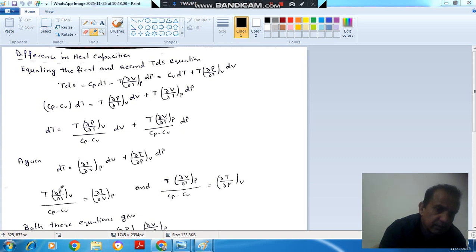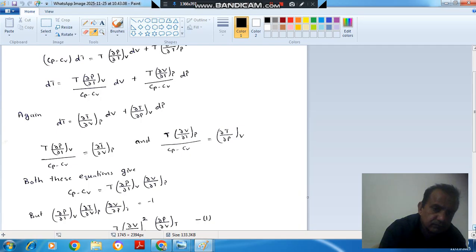From this we have T (∂P/∂T) at constant V divided by (Cp minus Cv) is equal to (∂T/∂V) at constant P, and from this we have T (∂V/∂T) at constant P divided by (Cp minus Cv) is equal to (∂T/∂P) at constant V. So these equations give Cp minus Cv is equal to T (∂P/∂T) at constant V times (∂V/∂T) at constant P. And we have derived this also in the first video in the chapter, that (∂P/∂T) at constant V times (∂T/∂V) at constant P times (∂V/∂P) at constant T is equal to minus 1.